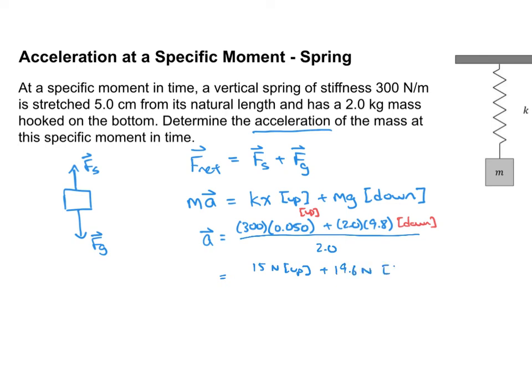So at this point, I know that it's going to accelerate down because there's more downwards force than upwards force. And I find the overall force, which would be 4.6 newtons down. And then that's divided by the mass to calculate the acceleration. So that'll give me 2.3 meters per second squared. It'll be down.